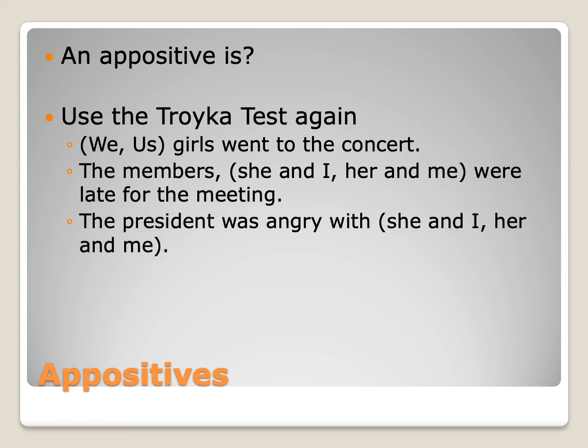President was angry with she and I or her and me. The president was angry with she. No. The president was angry with her. Yes. President was angry with I. No. The president was angry with me. So it's got to be her and me. You don't need to know which is subject and object in that one.